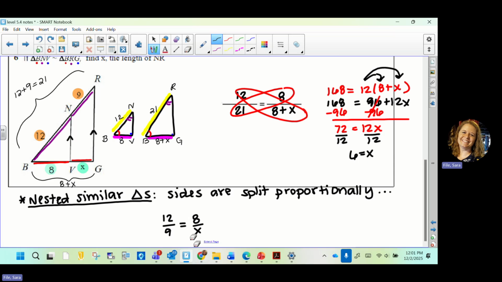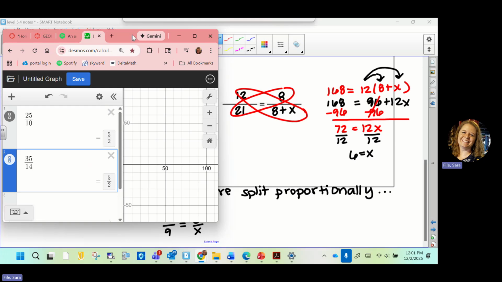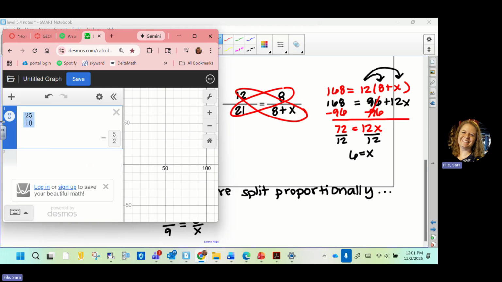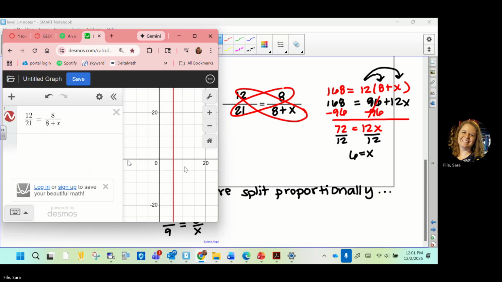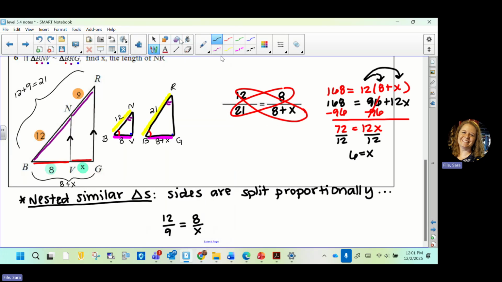Okay, now let me show you if you had done it that way, but used Desmos. So you would have set up your proportion as 12 over 21 equals 8 over 8 plus x. And you can see a solution there. Look, it's at 6. Same thing we got doing it by hand. So Desmos and by hand with this setup both got 6.